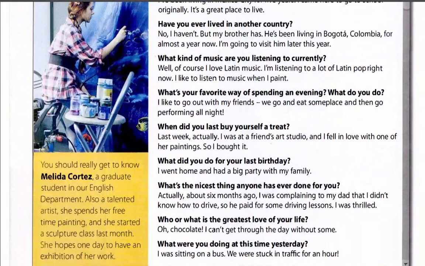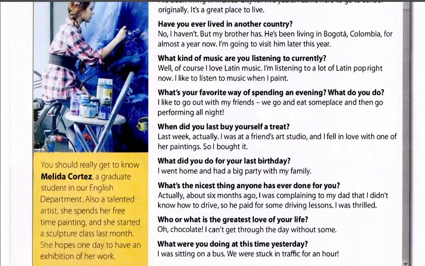What did you do for your last birthday? What did you do? This is a simple past question. This is a specific time, your last birthday. I went home and had a big party with my friend. It happened at a specific time, her birthday. It's a completed action. It's finished. So we're going to use the simple past.